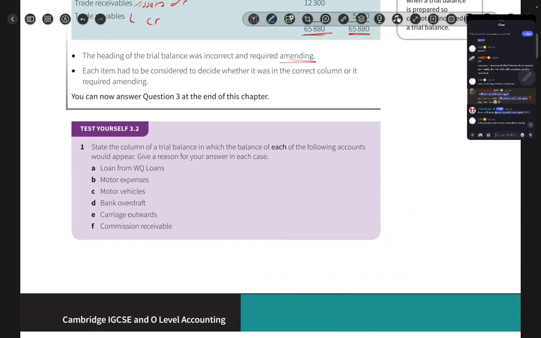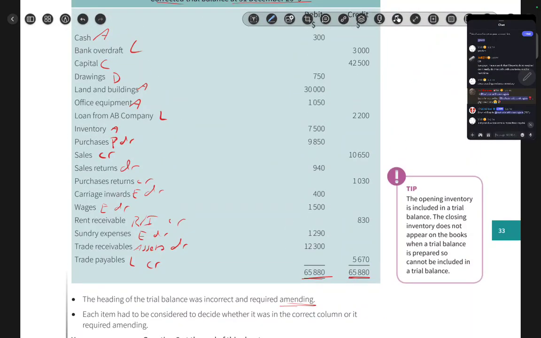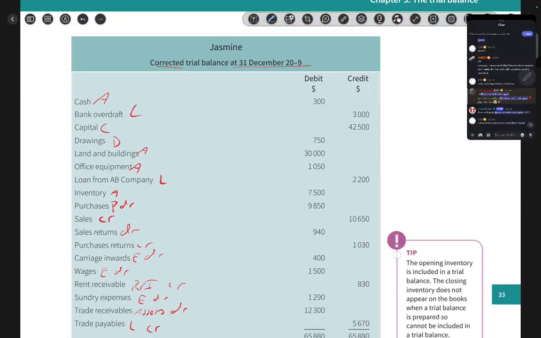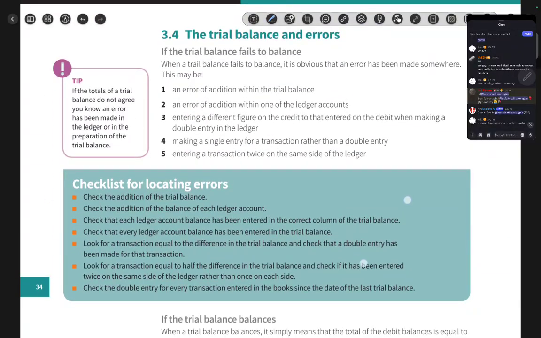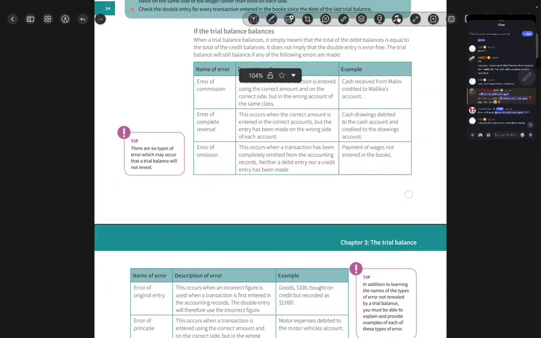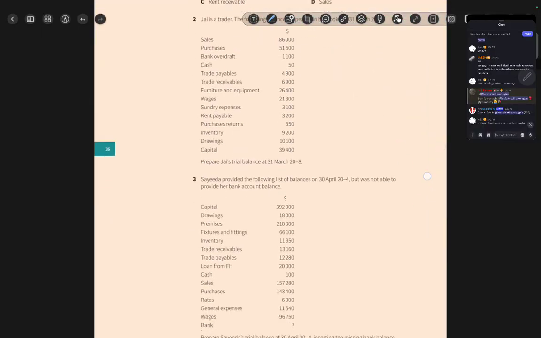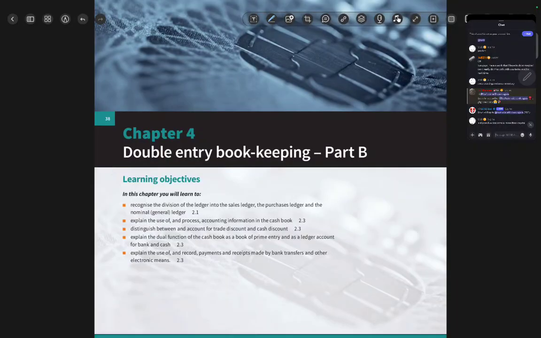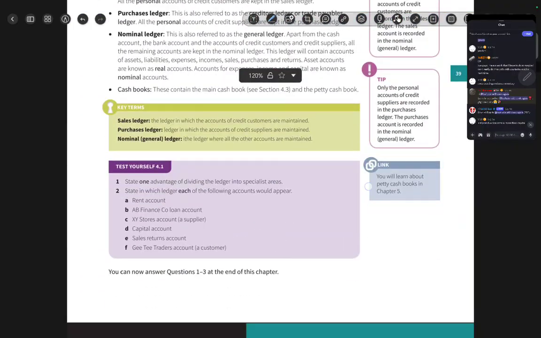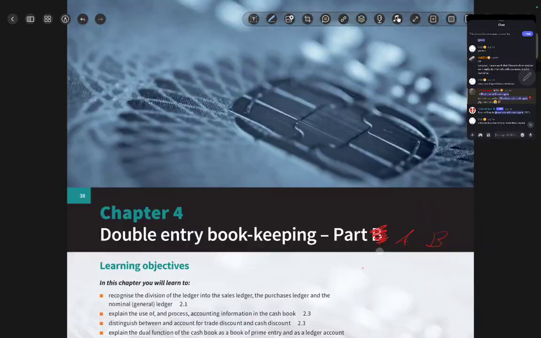Anyways, each item had to be considered to decide whether it was in the correct column or not and required amending, but it was too easy for us. Whatever, you can do this yourself. The trial balance and errors. Oh, we finished the entire chapter. Too easy. Okay, and next time we're going to do double entry bookkeeping part B. Okay, anyways, see you in the next class, I guess.